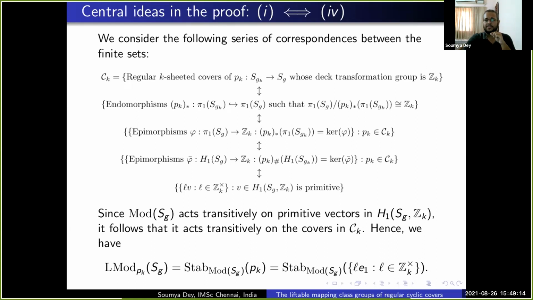From there we have this equality. So you consider the stabilizer in Mod(Sg) of pk. This should be equal to the stabilizer of the multiples of e1 that we are talking about, and this is equal to LMod. So we have such an equality.